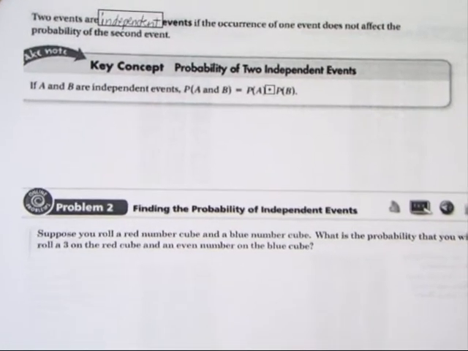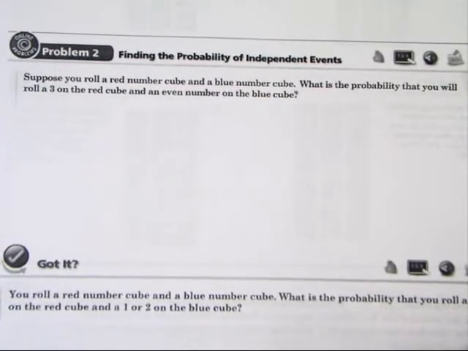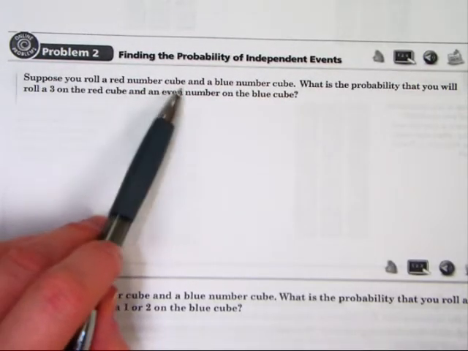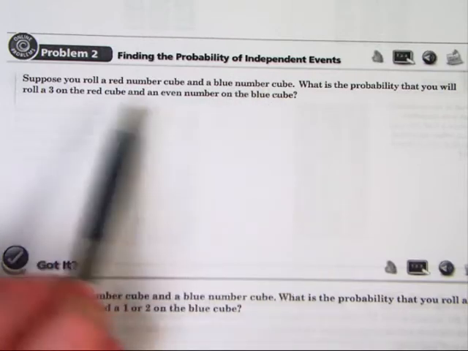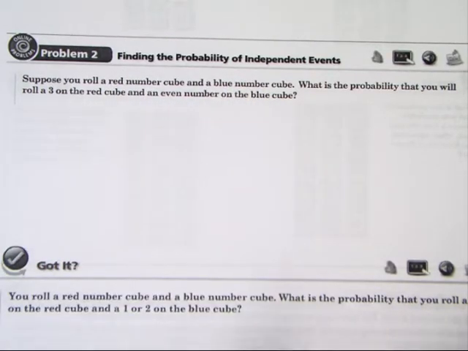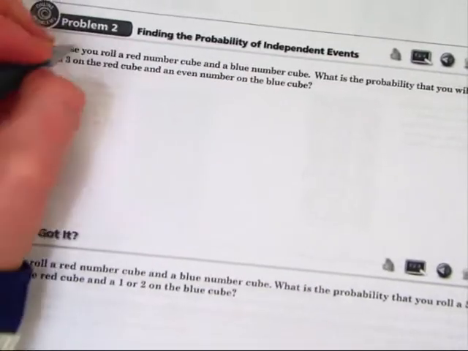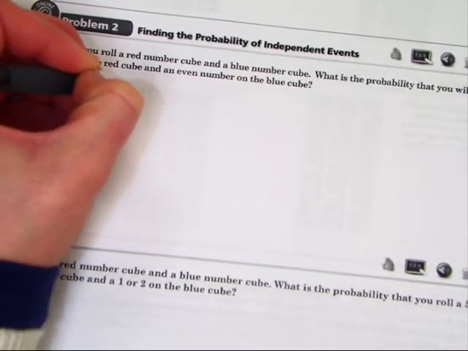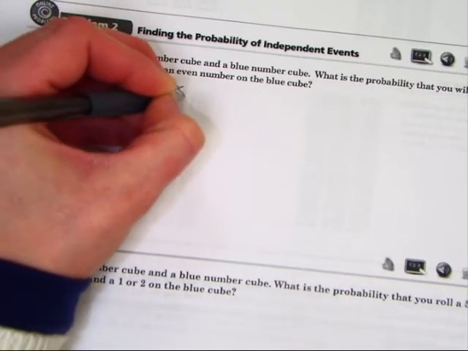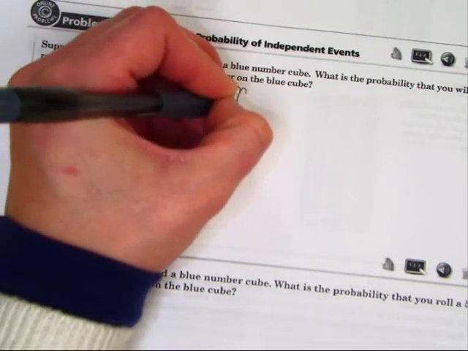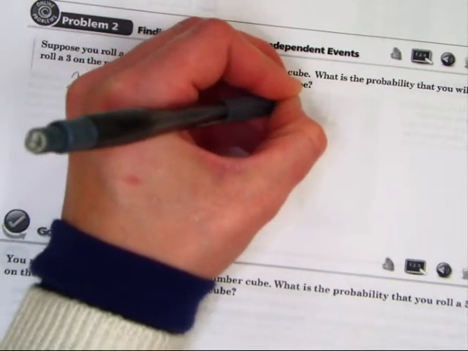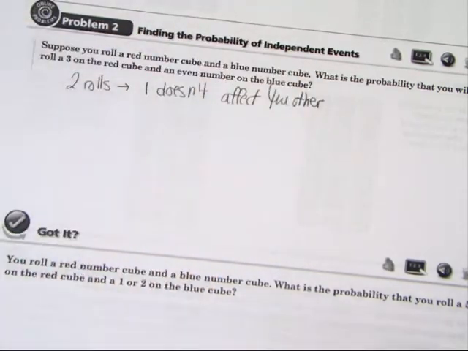Let's look at problem 2. Suppose you roll a red number cube and a blue number cube. What is the probability that you roll a 3 on the red and an even on the blue? So you have 2 rolls. One does not affect the other. In other words, just because you roll a 4 on the first one doesn't mean you're going to roll a 4 on the second one. They're independent from one another. One won't change the other.